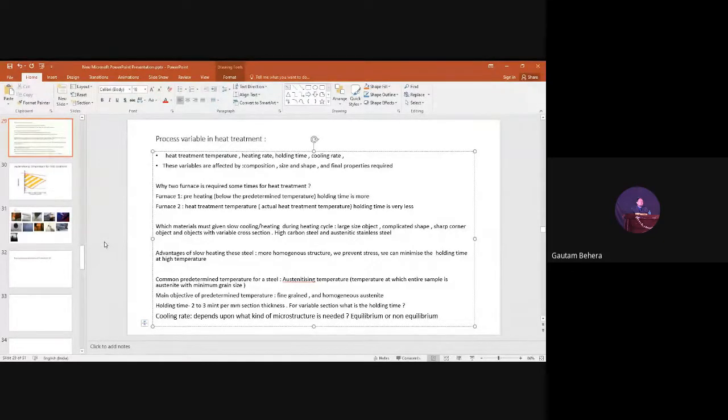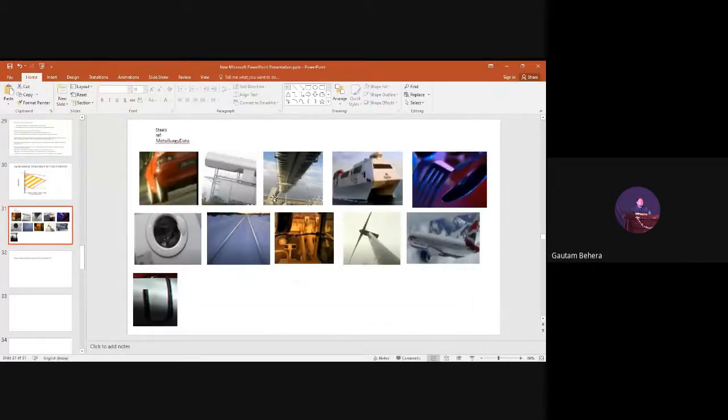Okay, so I'll end this topic over here. You can see this is a very good figure. Application of steels. Since in this subject, we basically deal with the heat treatment of steel, that's why I have shown you the application of the steels. You can see steel is a versatile material. Steel has a lot of application. Wherever you go, you'll find steel.